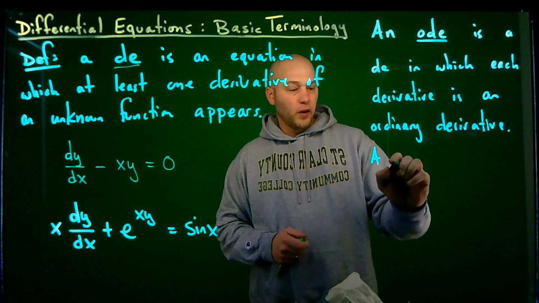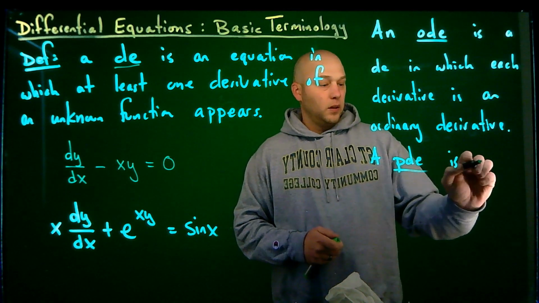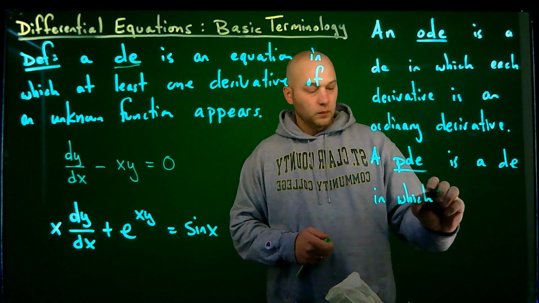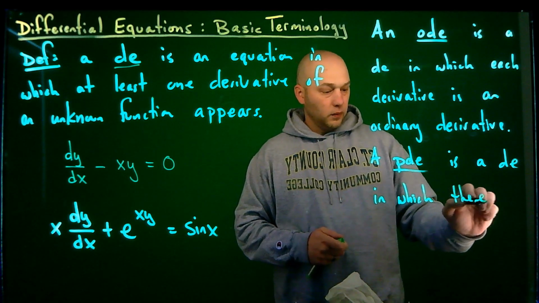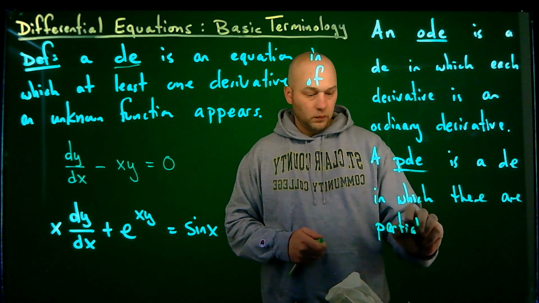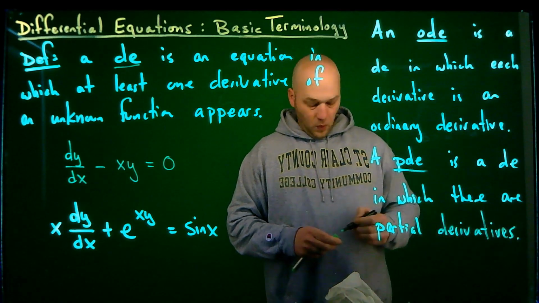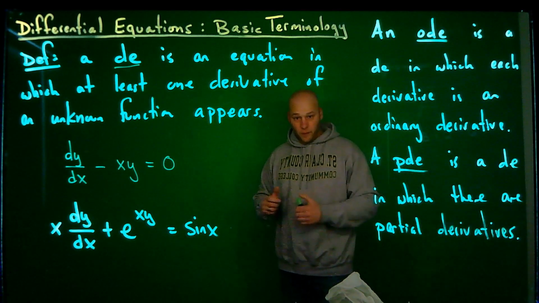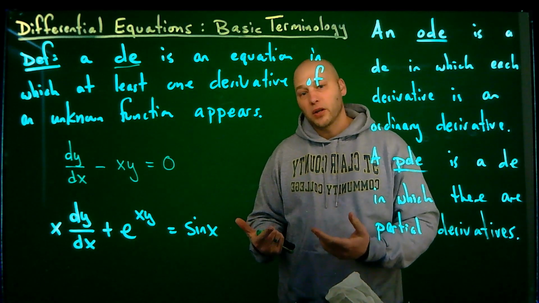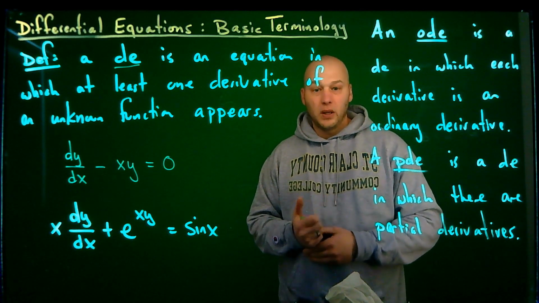A partial differential equation, so a PDE, is a differential equation in which there are partial derivatives. What that means is that the underlying unknown function has multiple variables. So if the underlying function has multiple variables and I've got derivatives of it, of course those derivatives are going to have to be partial derivatives.